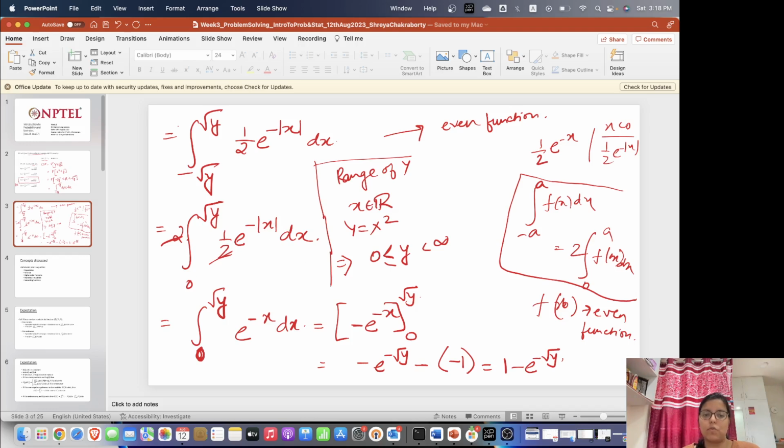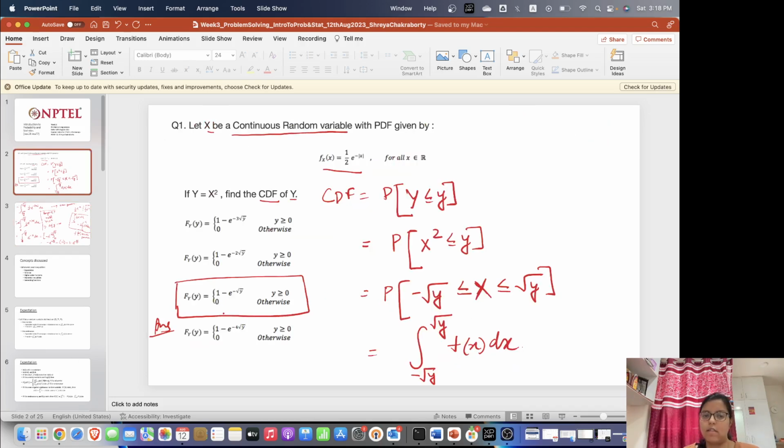We had 0 to root y to the power minus of mod x, but writing mod x is equivalent to writing x because the range of x is positive, it starts from 0. So then after integration we'll end up at this expression, and since x belongs to the real line, y is x square, y will always be non-negative. So this one is the final answer.